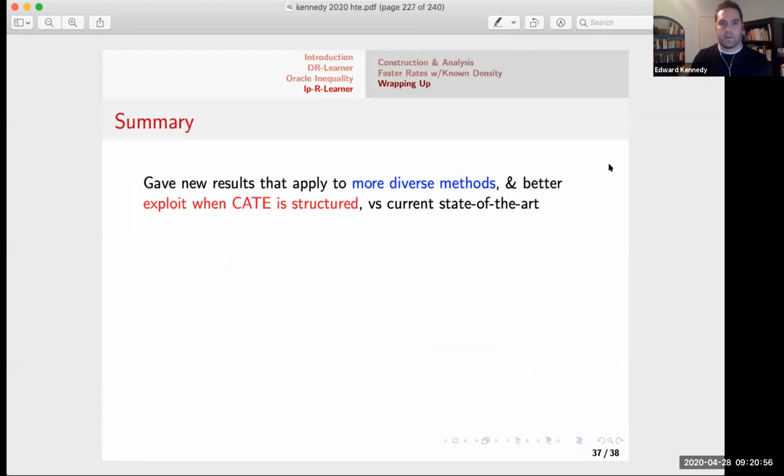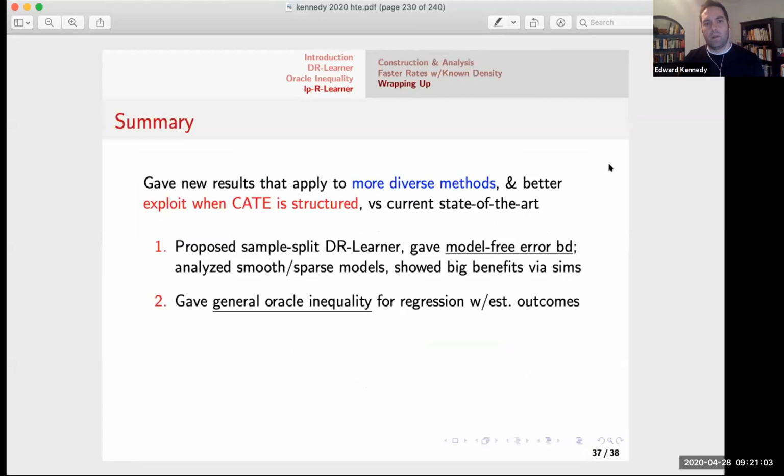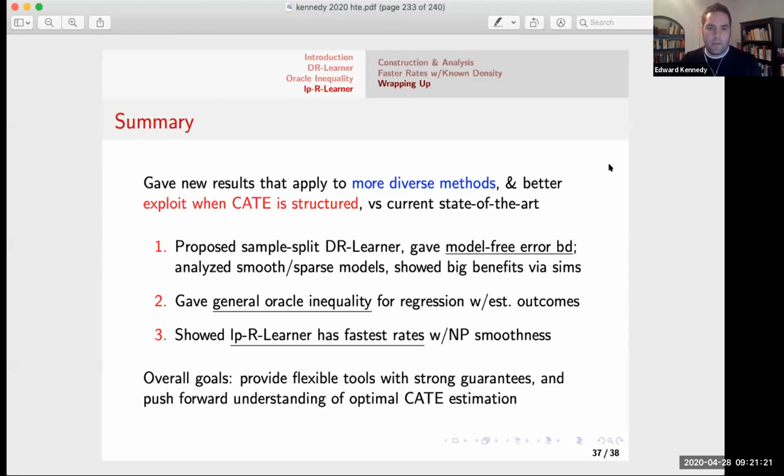And that's it. Just to wrap up, we've got this procedure, the DR learner, a model-free error bound, a general oracle inequality that works in any sort of two-stage regression procedure, and then an estimator that sheds some light on what kind of rates we could expect as a benchmark in these problems, so we can know what the best possible performance is. Again, overall, the goals are to give some flexible tools. The first half more practical, the second half more about understanding how well we could possibly do.